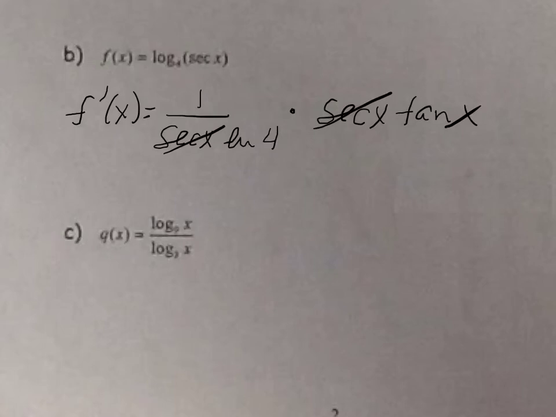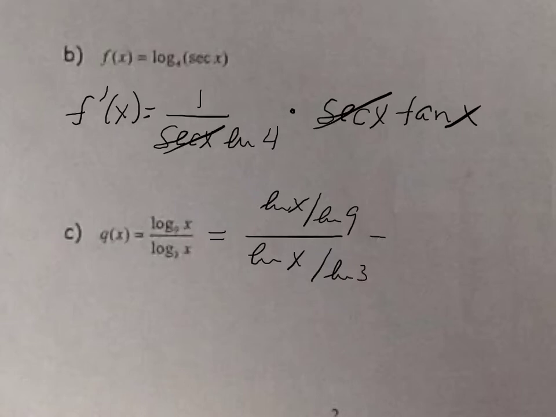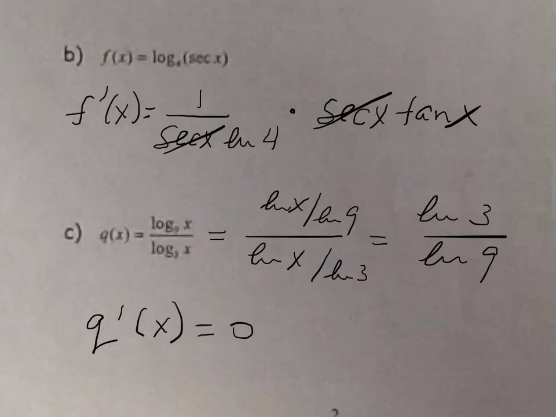The last one looks complicated, so let's see if we can simplify it first. I'm using the change of base formula for the numerator, which is ln x over ln of 9, and for the denominator, it's ln x over ln of 3. So simplify that expression, and we're looking at ln of 3 over ln of 9. I don't know what number it is exactly, but it's a number. There is no x. So we know that q prime of x must be 0.